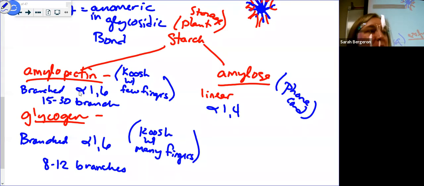Things you never thought you'd talk about in biochemistry, right? All good. About a Kush ball, right? And it's the same thing.